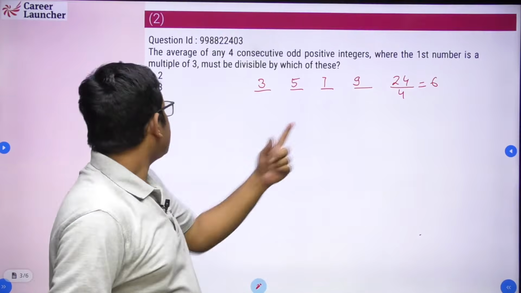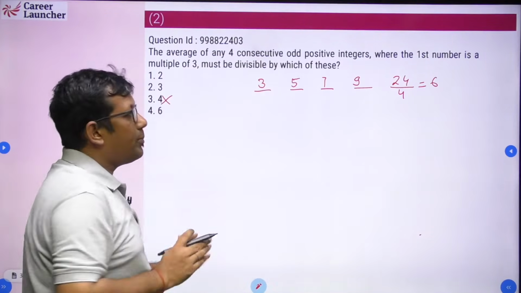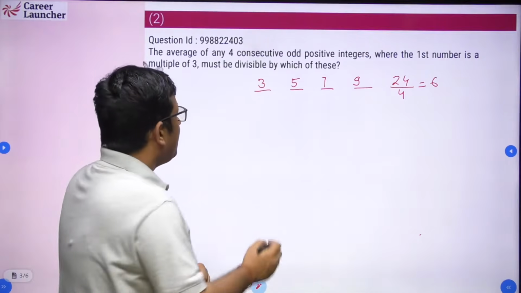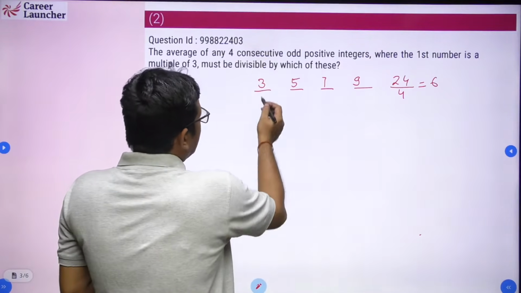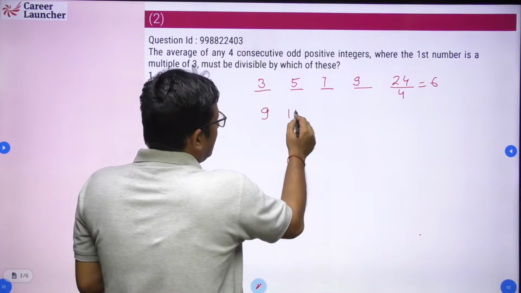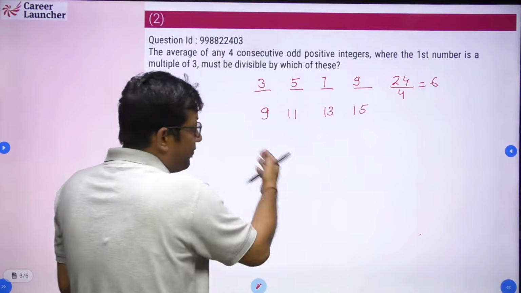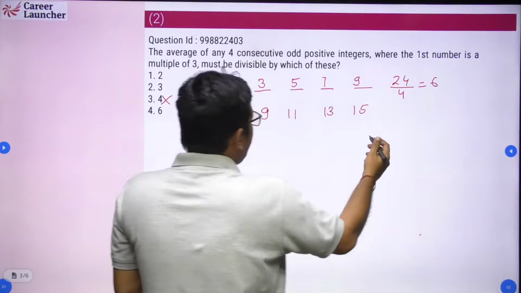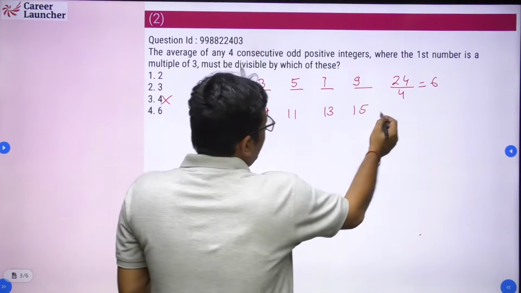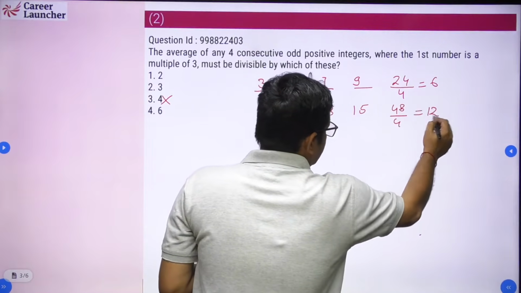So 6 is divisible by 2, 3 and 6, so this cannot be the answer. Now if I take another possibility, 9, 11, 13 and 15, what is the sum we are going to get? That is 20 and 28, 48, divided by 4, which is 12.